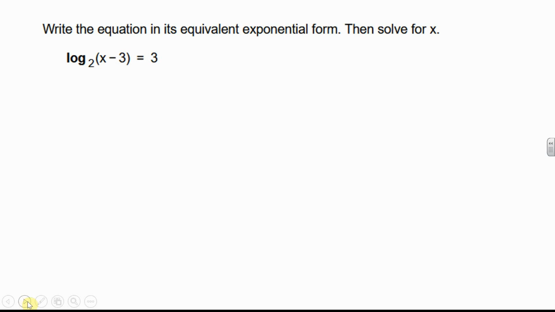All right. Here, write the equation in its equivalent exponential form and then solve for x. All right, no problem. What is the exponential form for this problem right here? We say that this is if and only if. This is written in log form. What's the exponential form? 2 to the 3rd power equals x minus 3.